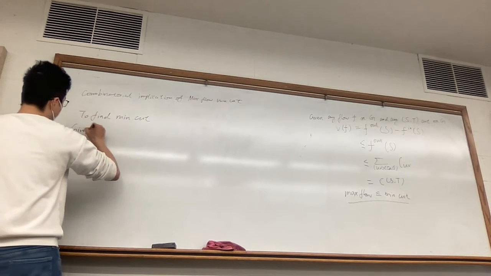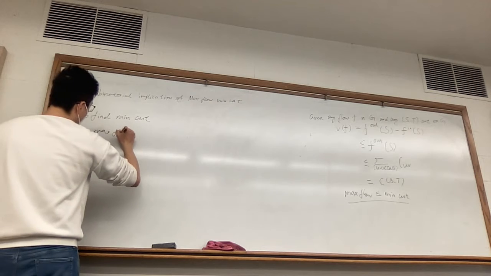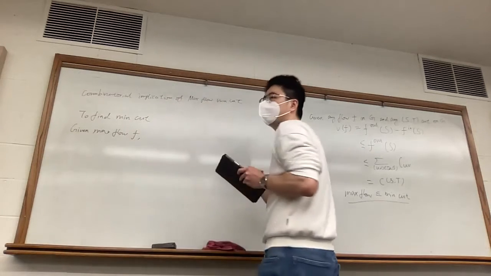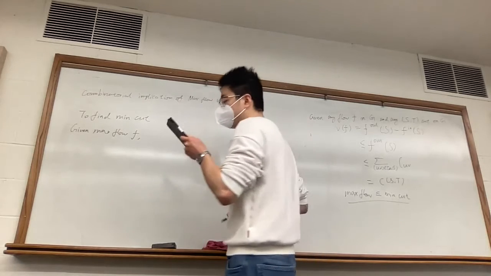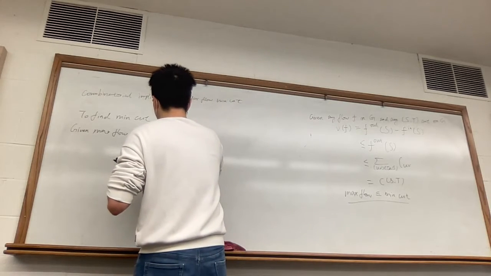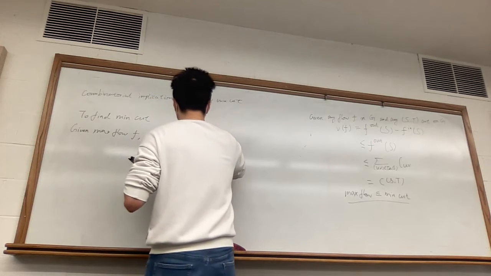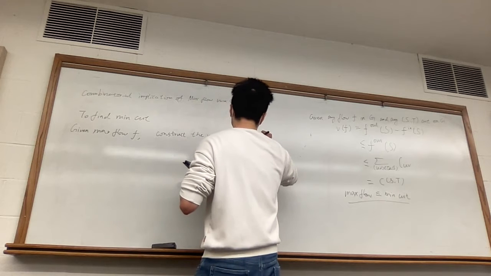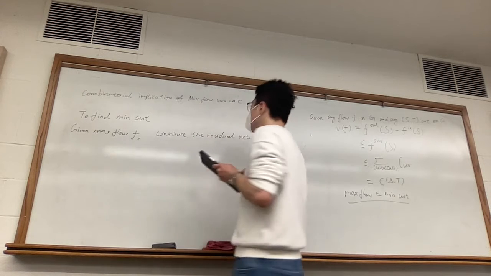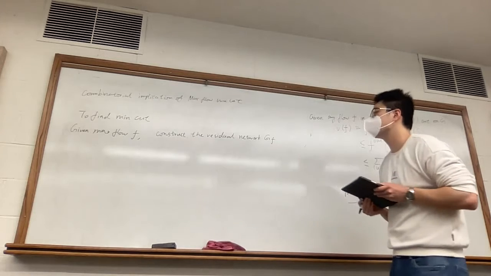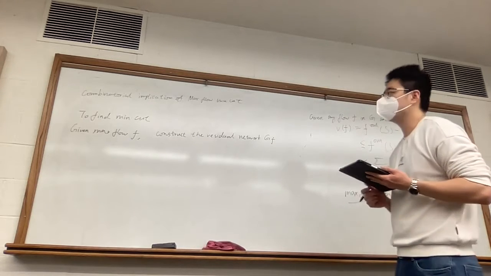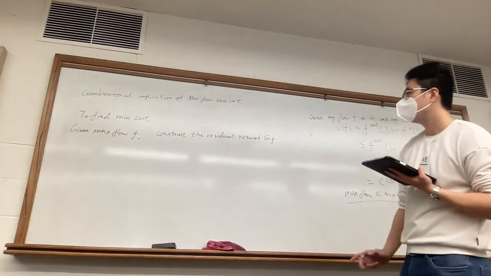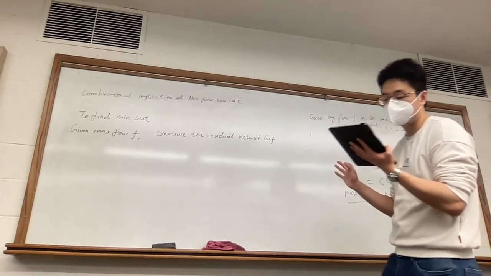So let's say we are given max flow F. Be careful that now we are assuming that we have already been given the max flow F. Then we construct the residual network. If you forget some concepts of residual network, then you should review your notes. So for example, you are given a max flow F, and then you construct the residual network GF.